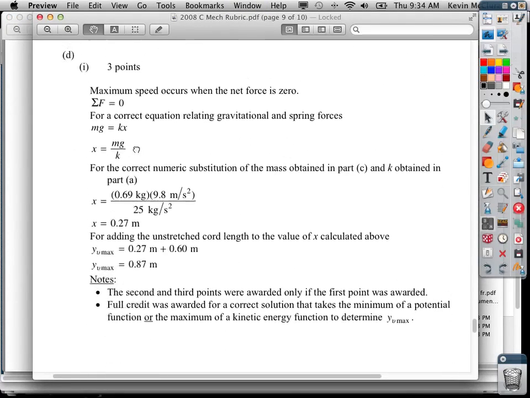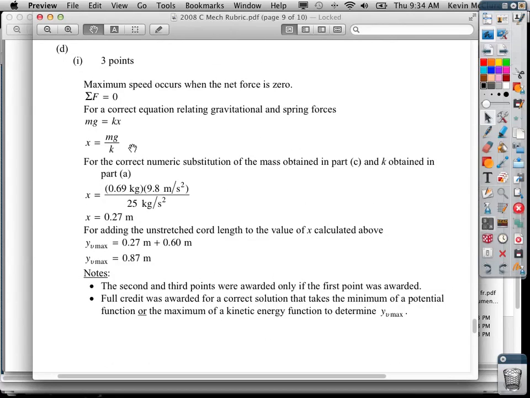So yeah, see, sum of the forces is 0. That's where it's occurring. So then we say mg is kx. Boom, boom, boom, boom. Get our answer. Done. Oh, wait, kx is the force. Yes, that is Hooke's law.